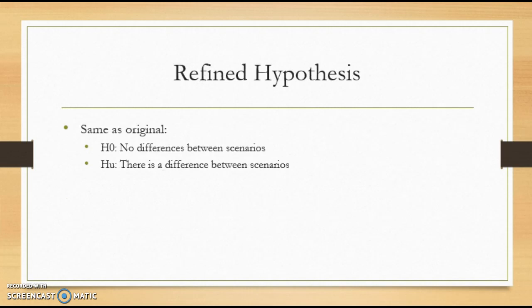Our refined hypothesis then is the same as the original, with the null hypothesis being that there is no difference between the scenarios, and our alternative hypothesis being that there is a difference between the scenarios. While our fit model did indicate that the level 3 scenario was slower, in our other models we could see that there wasn't really enough statistical significance to completely reject the null hypothesis.